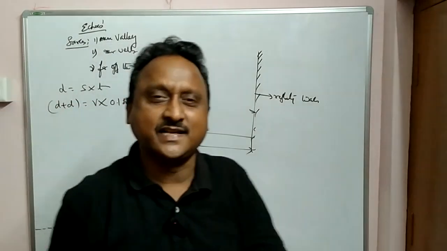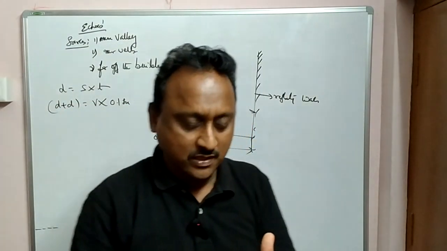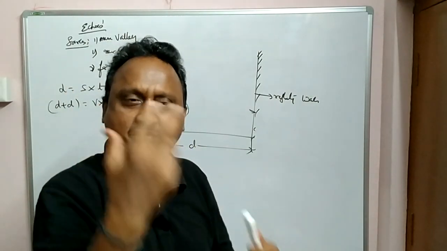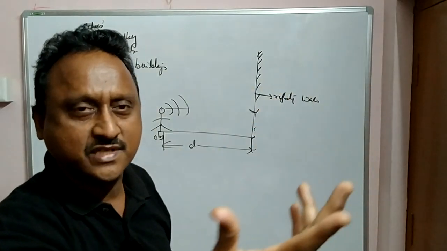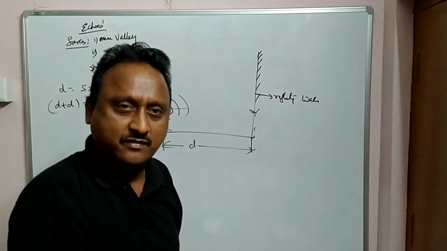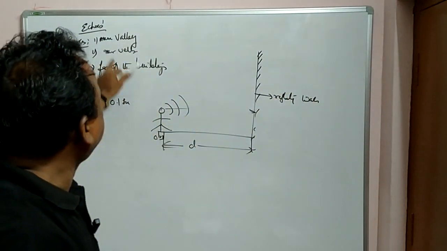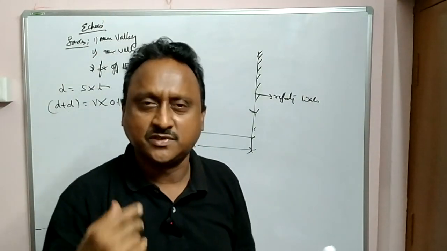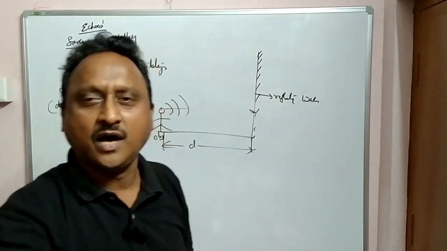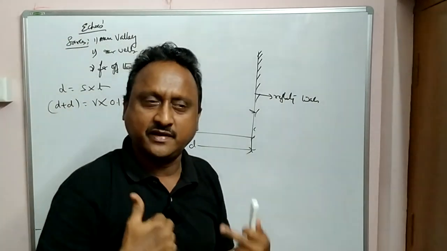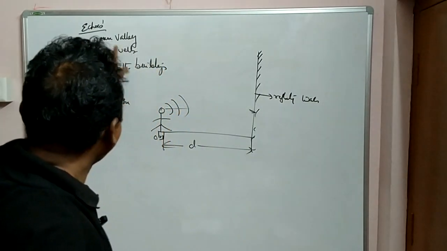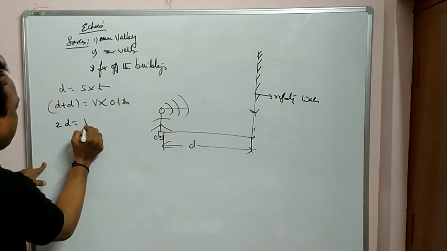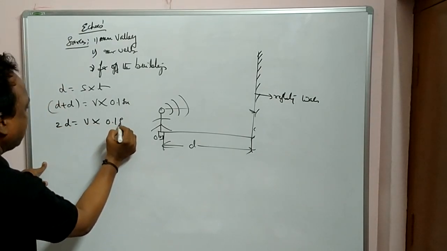What is 0.1 second here? That is the definition of echo. What is the echo definition? When any observer produces sound, after meeting the obstacle, if it returns back to the observer in 1/10th of a second, that is called an echo. If any observer is producing some sound, after hitting the obstacle, if it comes back to the observer in 0.1 seconds, that is called an echo. That is why I have used 0.1 here. So 2d is equal to v into 0.1 seconds.